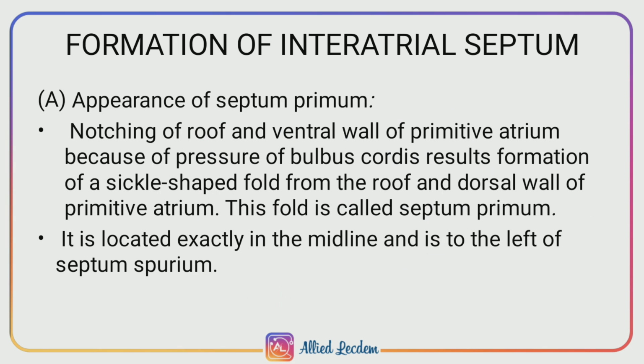Formation of interatrial septum. The atrial chamber undergoes division into right and left halves by formation of two septa. First, appearance of the septum primum. Notching of the ventral wall of the primitive atrium occurs because of pressure of the bulbus cordis, which results in formation of a sickle-shaped fold. This fold is called septum primum. It is located exactly in the midline, and it is to the left of the septum spurium and ultimately fuses with the septum intermedium.